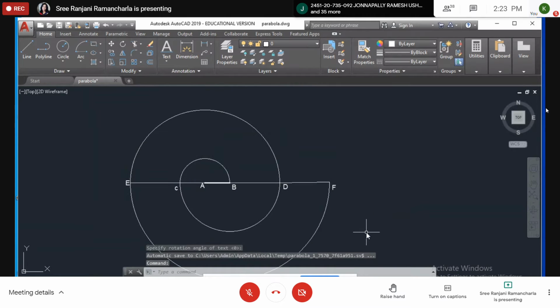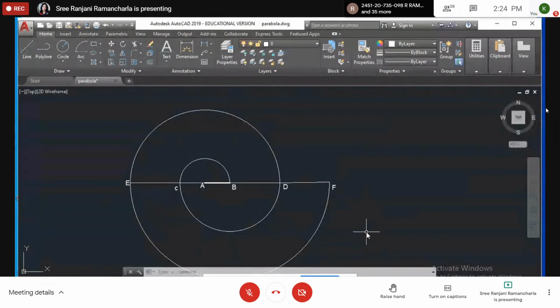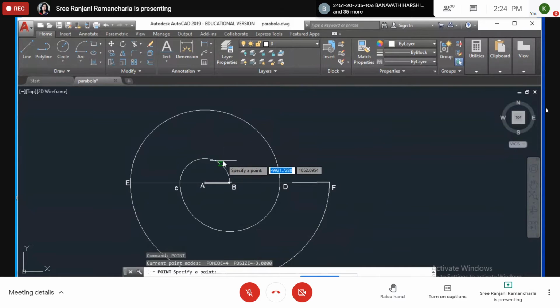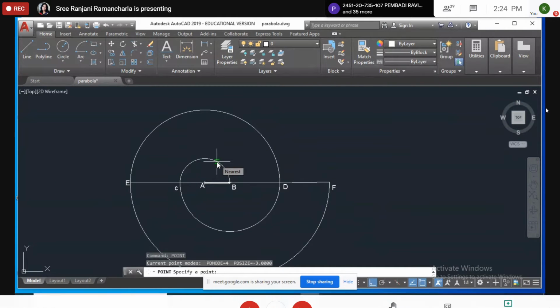Now here we want to show the tangent. How to show the tangent now? First we have to draw the normal. Suppose we take any point here on this curve, this will be the center. So I will take one point here. I will use the point command. So specify the point here, somewhere.